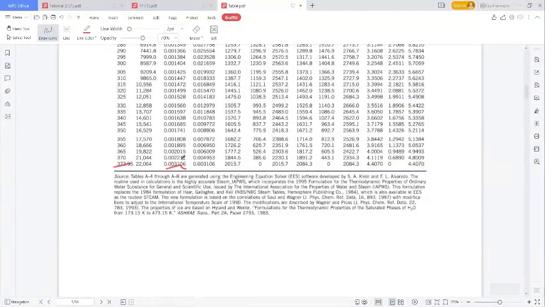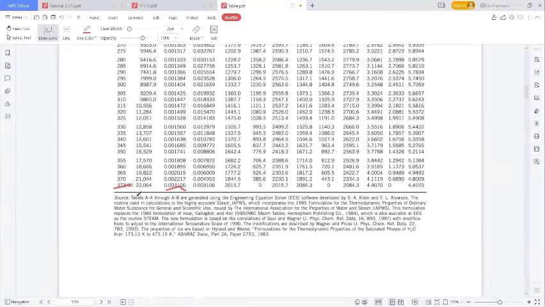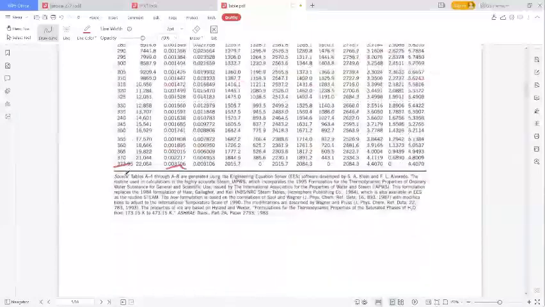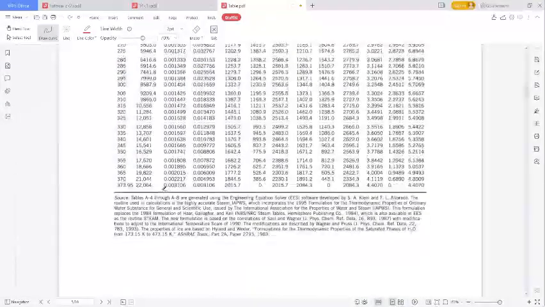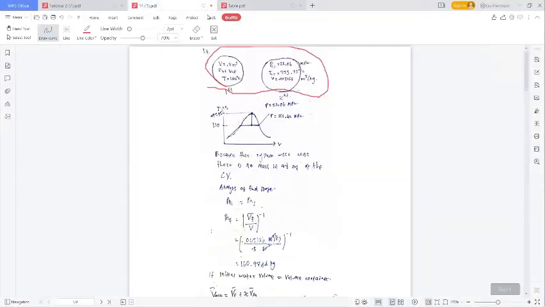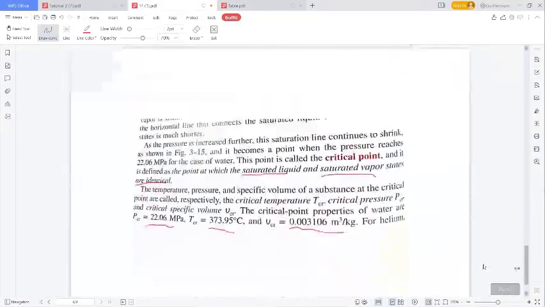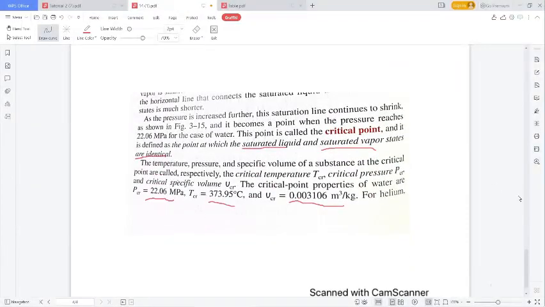If you don't believe me, if we go to table A4, at the very bottom of the list, at a temperature of 373.95, approximately equal to 374, you will find that vf and vg are identical. So instantly at this point, all of the water in the form of liquid is transformed into vapor. That is at least what this article is trying to say.